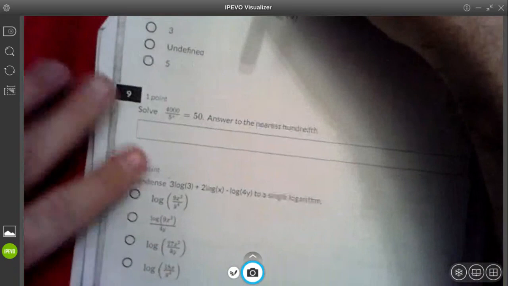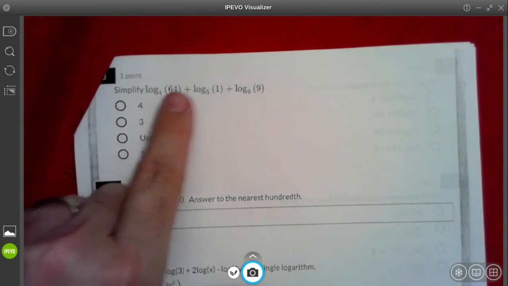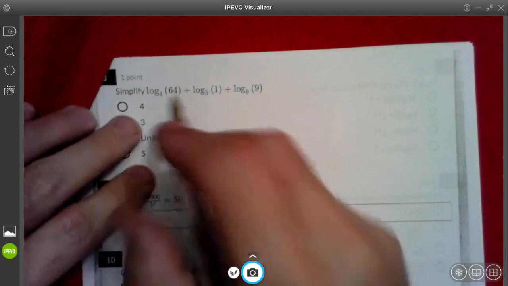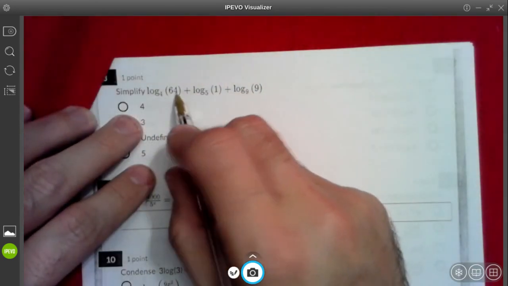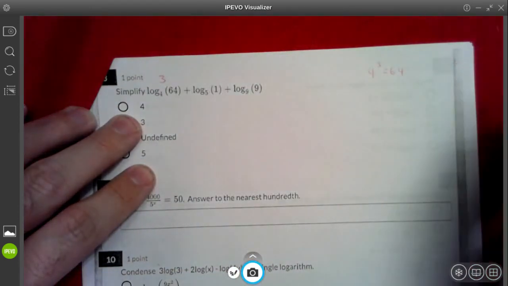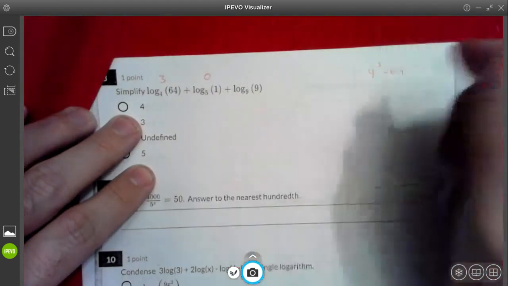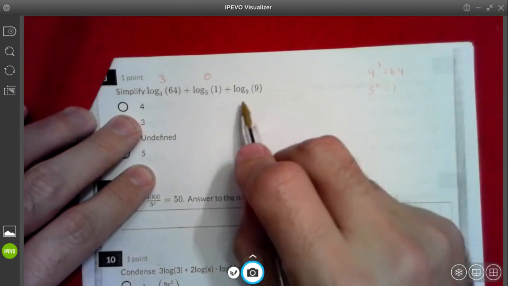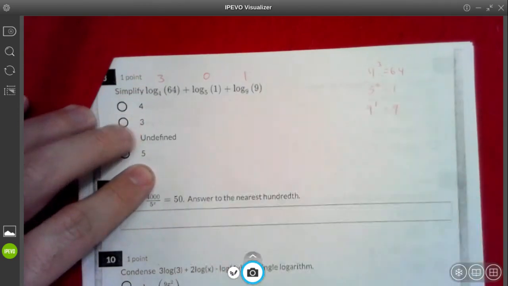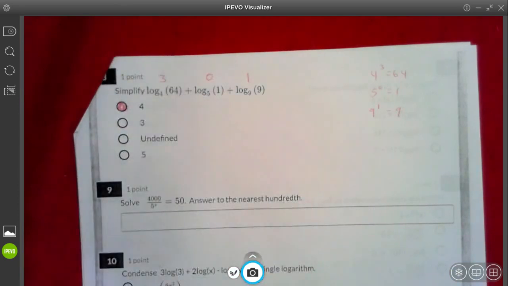Number 8 here. Hopefully this one's not too bad on you. We're just going to figure out what each of these 3 logarithms are and then add them up. Okay, so for log base 4 of 64, this is going to be 3, and that's because 4 to the third is equal to 64. All right, for this one, it's going to be 0 because 5 to the 0 gives you 1. And then the last one would be 9 to the 1 gives you 9. So the answer to this is 9. And then 3 plus 0 plus 1 is 4.